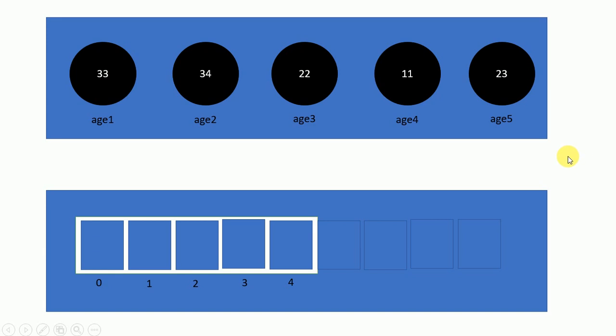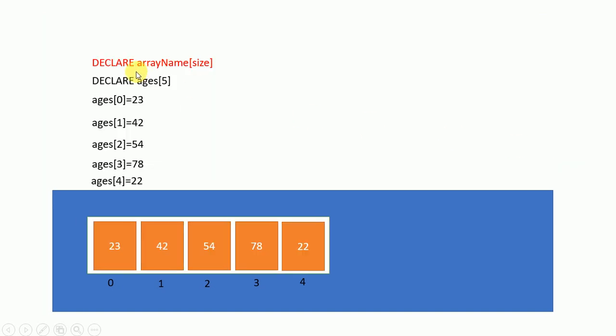Let's take a look at this. On the screen, this is how we reserve a space in memory for an array. We write the keyword declare and then we write the name of the array. I want 5 spaces, so I'm going to put 5 in here. So declare ages with 5 in there. If I want to refer to the first position, I'm going to write ages at position 0. Assign the value 23 to that age. Ages at position 1, assign 42 to that age. Ages at position 2, like that, until we are done.